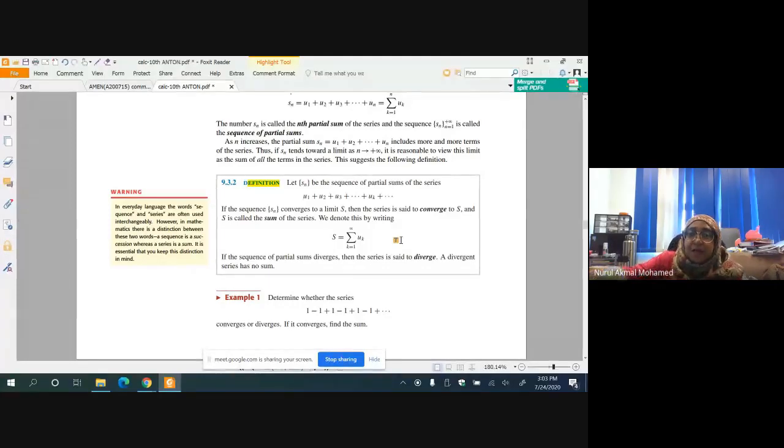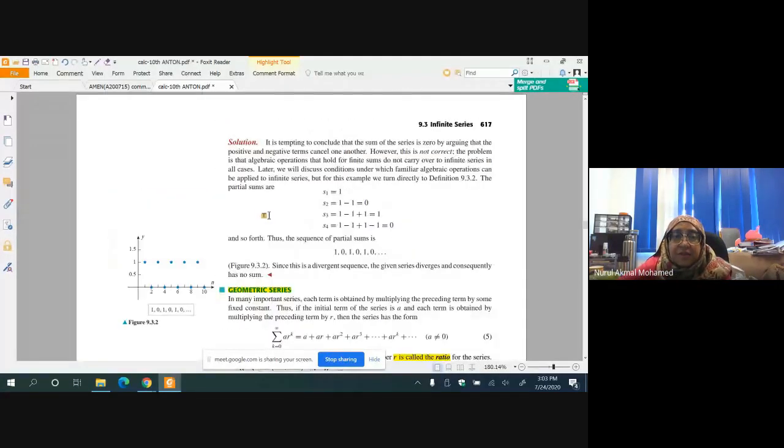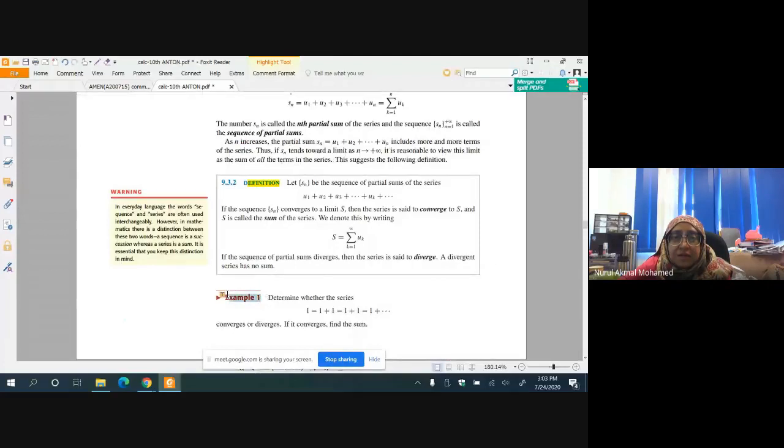Okay, so let's look at example 1. Determine whether the series 1 - 1 + 1 - 1 + 1, and so on, converges or diverges. If it converges, find the sum. If it does not converge, if it diverges, then you don't have to find the sum because it does not exist.